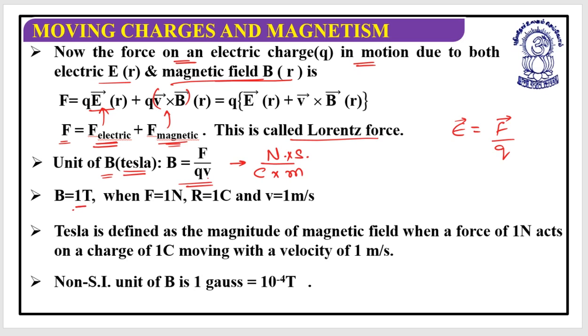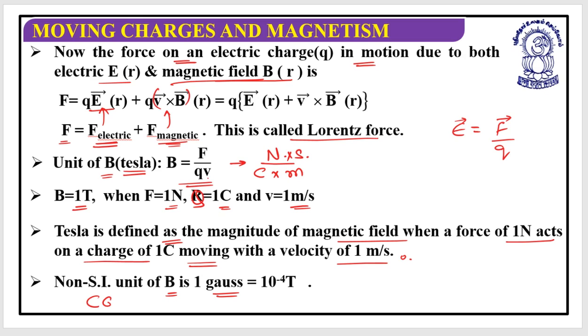Yes, we can say the magnetic field is 1 Tesla when the force is 1 Newton, the charge is 1 Coulomb, and the velocity with which it is moving is 1 meter per second. Tesla can be defined as the magnitude of magnetic field when a force of 1 Newton acts on a charge of 1 Coulomb moving with a velocity of 1 meter per second. This is just a repetition of the same thing, because we need to be ensured that we know what Tesla is.